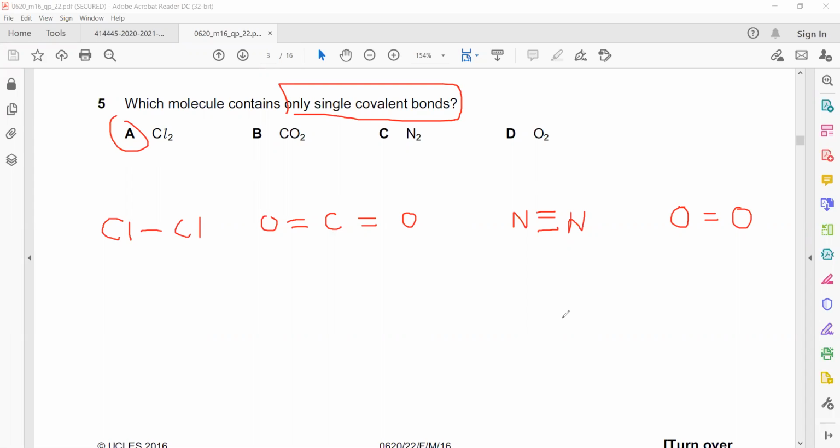So it is about the sharing of electrons. If an atom belongs to group 7, it will share 1 electron, so it can form a single covalent bond.